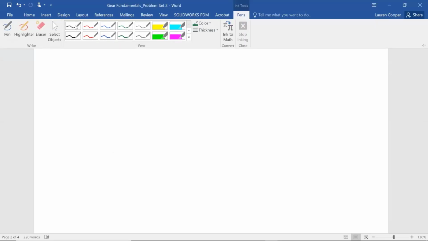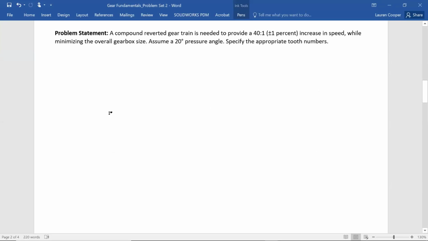Okay, in this next problem, we have a compound reverted gear train needed to provide a 40-to-1 plus or minus 1% increase in speed while minimizing the overall gearbox size. Assume a 20-degree pressure angle and specify the appropriate tooth numbers. So we'll just have to draw a picture of what's going on.